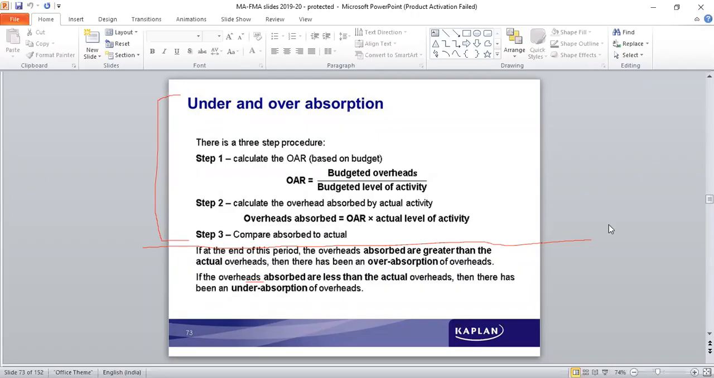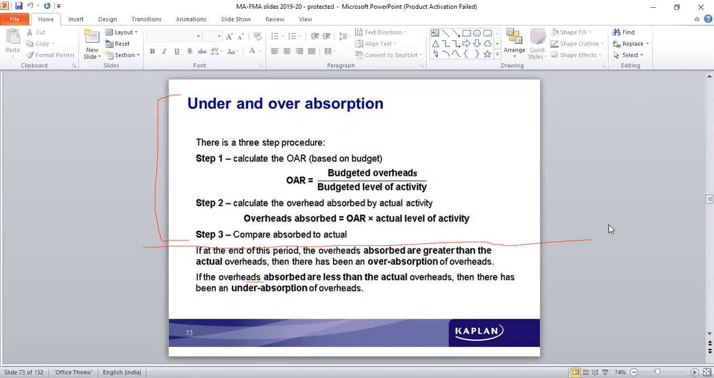If they record less than what is spent, it is called under absorption. If they record more than what is spent, that is called over absorption. See here, while presenting it, they slightly mixed both the things. So first you understand that.